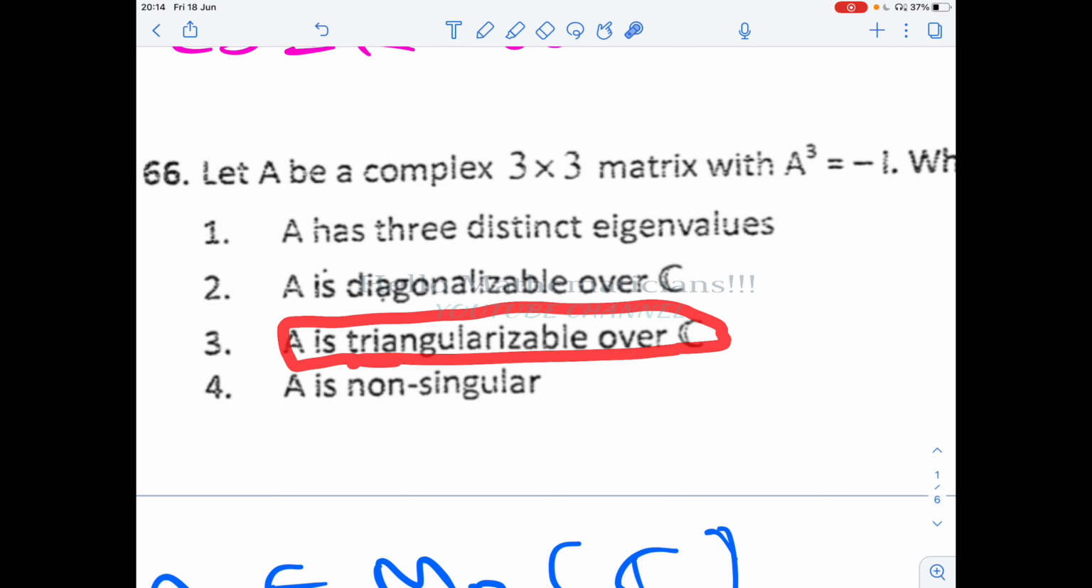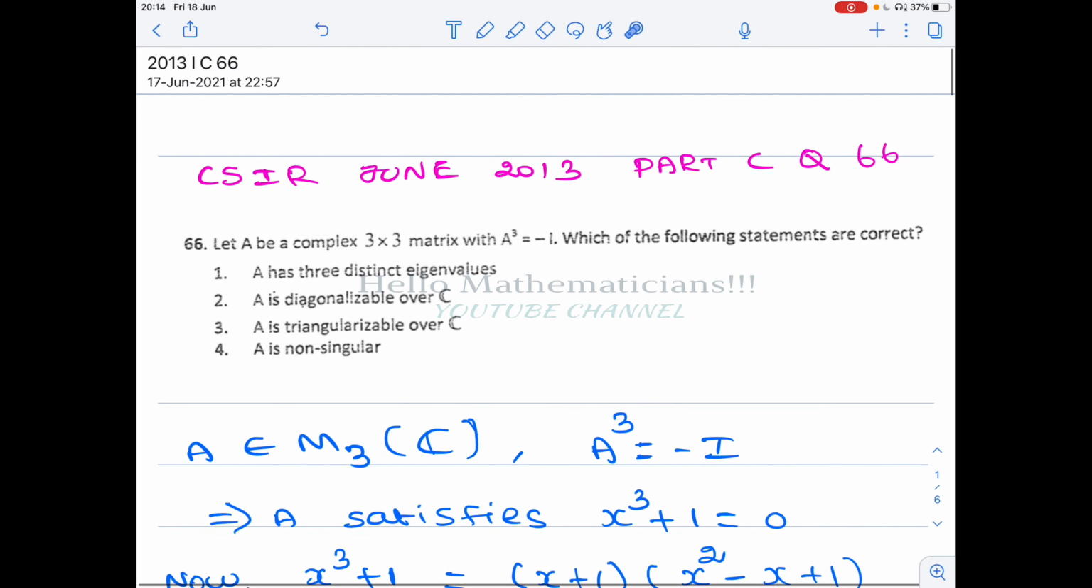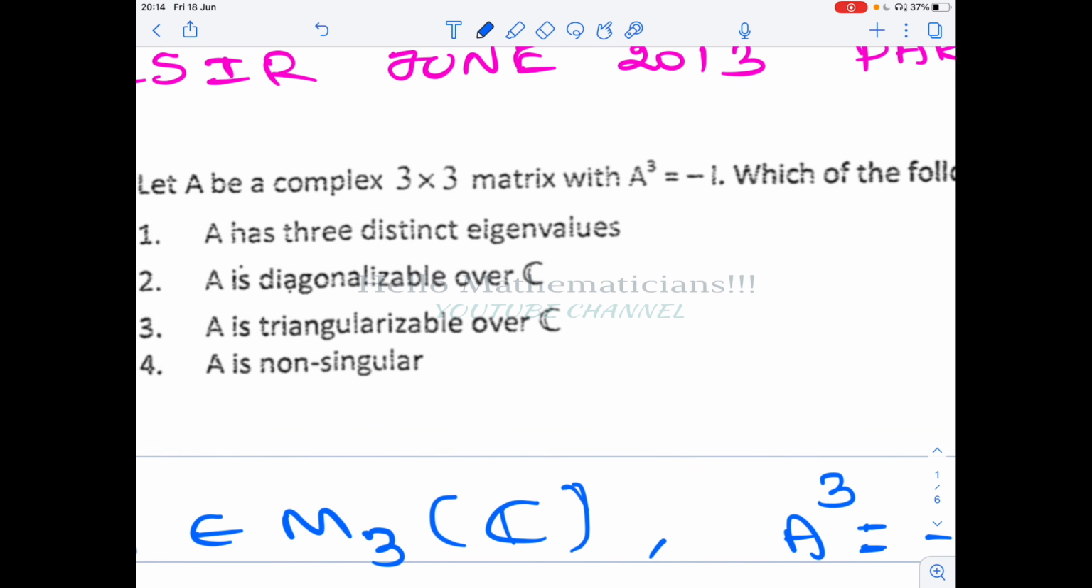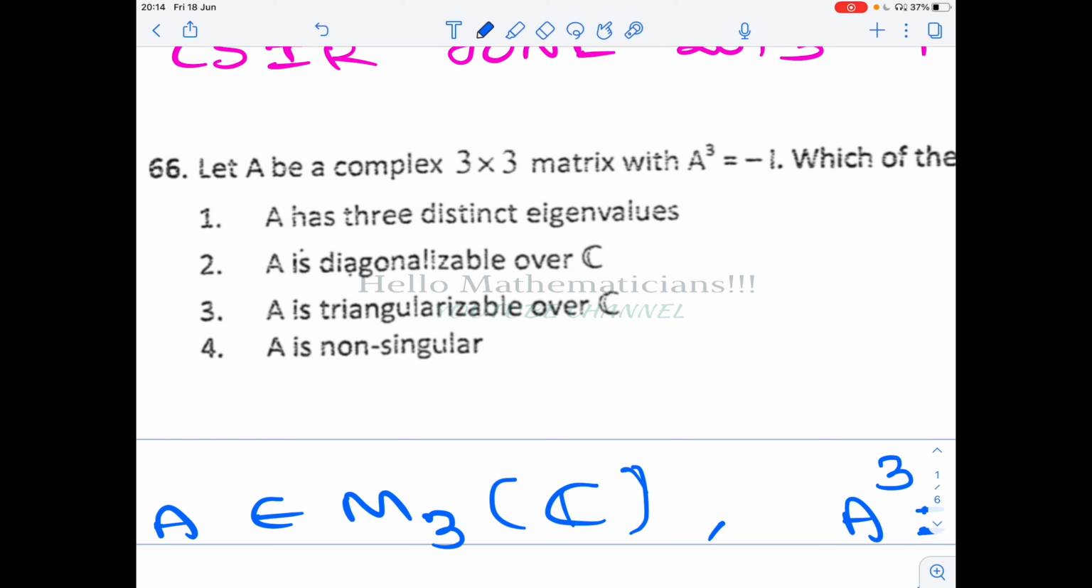This may be something new for many people, but it is a very simple concept. Then A is non-singular, or the determinant of A is not equal to 0. Okay. Now let's do one option after the other. So first they are saying that if A is any matrix satisfying A cube equal to minus I, then A has three distinct eigenvalues.